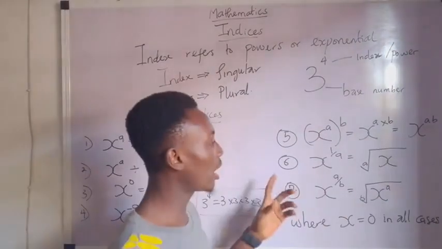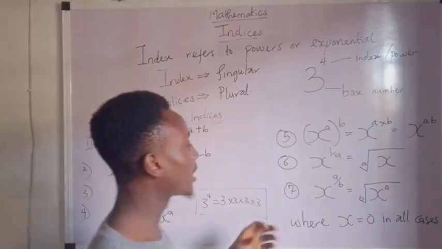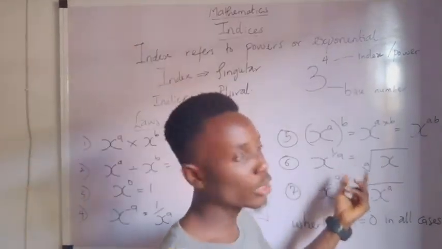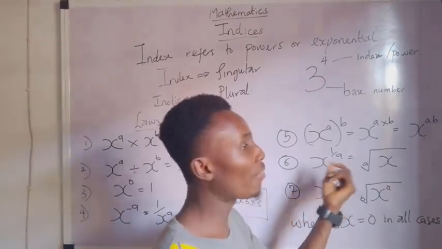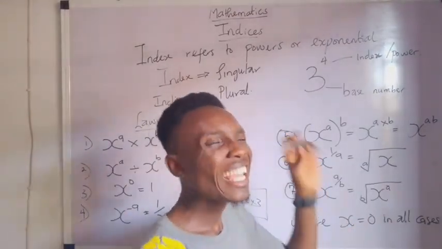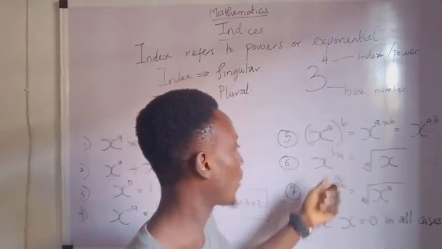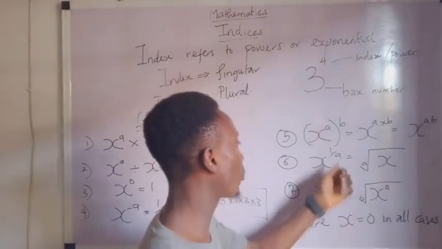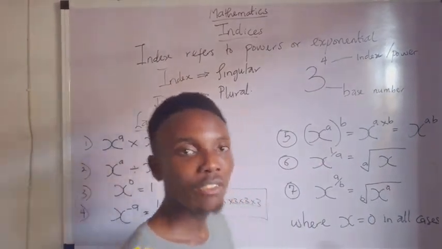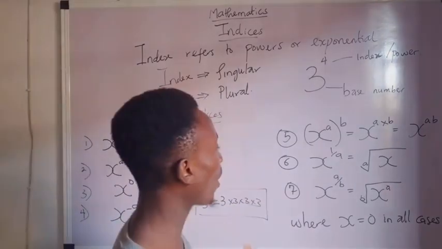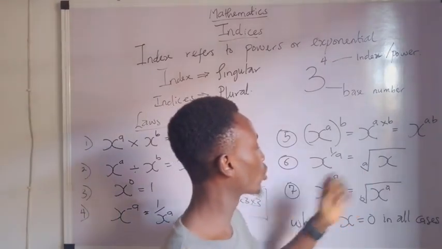Moving to our fractional indices, once it is raised to power 1 over a particular value, what you have as a particular value in the denominator, in your index, will now serve as the root for this particular value. So if it is raised to power 2, you find the square root. If it is raised to power 3, you find the cube root. If it is raised to power 4, you find the fourth root.